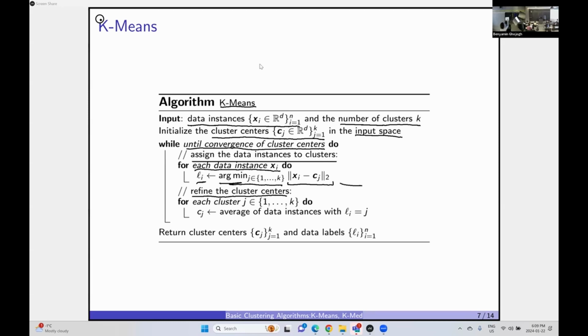You might be wondering why Euclidean distance. You can use any distance that you want. Usually we use Euclidean distance. You can use L1 norm distance, whatever, okay? But when you change the distance metric, you will get slightly different results. Then you refine the cluster centers, or you tune them. So for each cluster 1 to K, now that you have labeled the data points, some data points belong to cluster 1. Take the average of them, and let the new cluster center be that average. Did you get it?